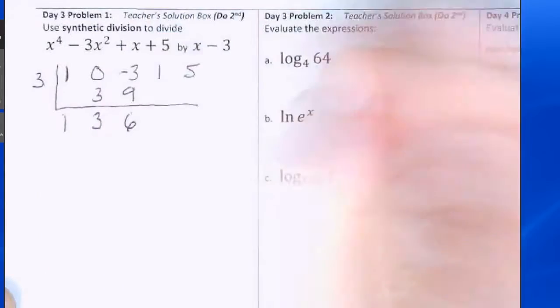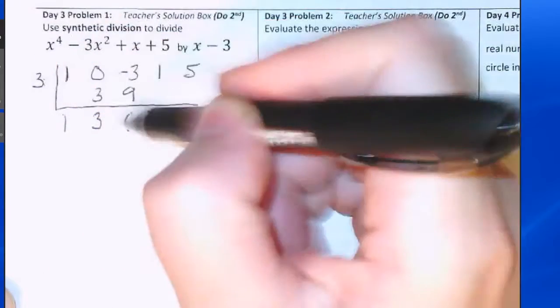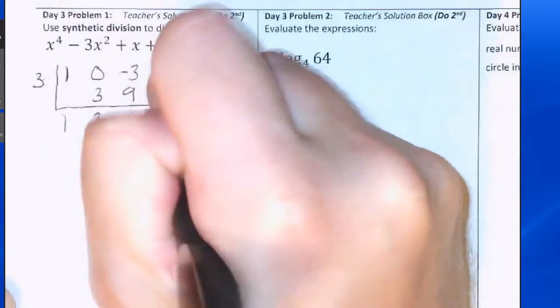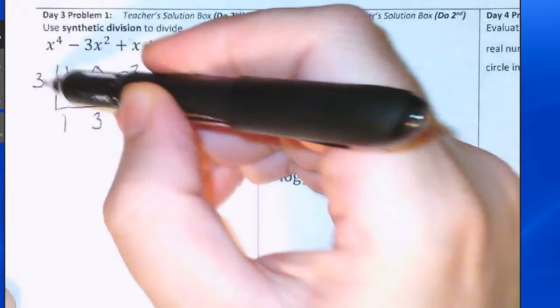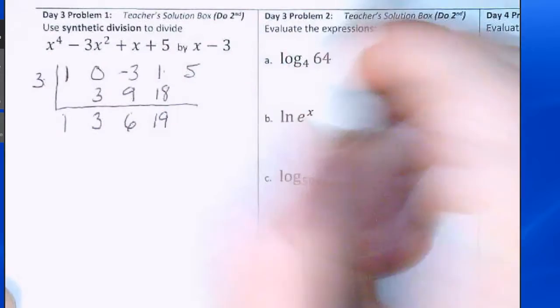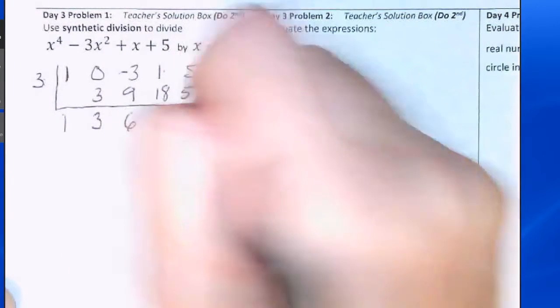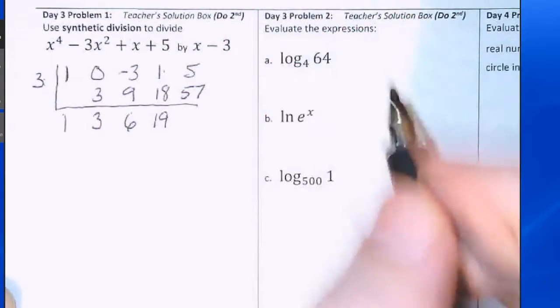That makes 6. Multiply 3 times 6, that's 18. And add these together. That's 19. Multiply 3 times 19, which is 57. And then add these together, that's 62.